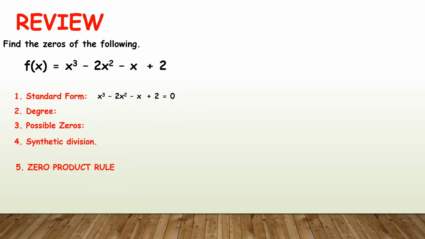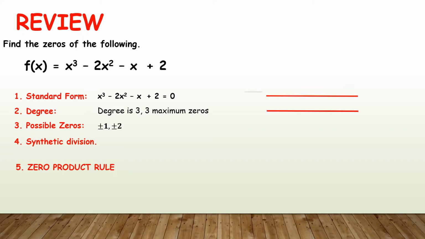Determine the degree to find the maximum number of zeros that we're going to look for. So the degree is 3, so we're going to look for 3 maximum zeros. List the possible zeros. So we will have positive and negative 1, positive and negative 2. Then we're going to use synthetic division to find the zeros by trial and error. So we will have 1, -2, -1, 2. Then our aim is to have the last digit on the third row equal 0.